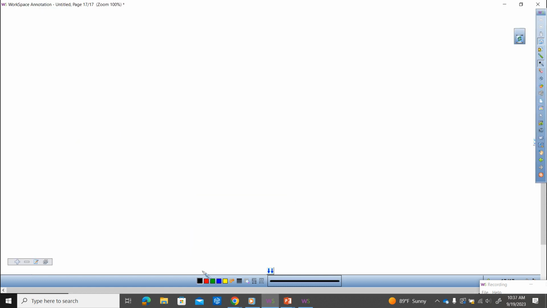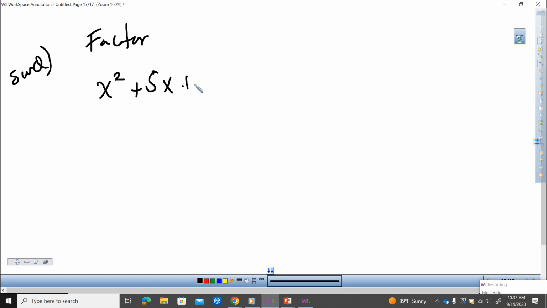Before I go to the next problem, which is similar to the one we just did, I'm going to give you this one, factor. And let's label this one Star Wars Q. Star Wars Q. Ready? Write this down. x squared plus 5x plus 6. Do the first two steps together.